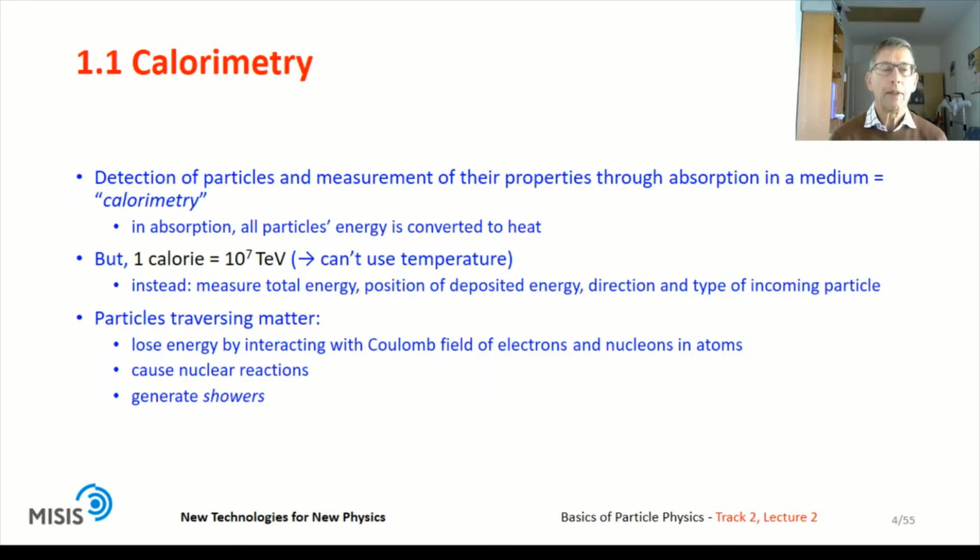Now, the particles that traverse matter can lose energy if they're charged, if they have an electric charge, by interacting with the electric field of the electrons and the nucleons in atoms. Or if they're very energetic, or if they have higher mass, like hadrons, they can cause nuclear reactions, which can cause the breakup of the nuclei. And in both cases, they generate showers, electromagnetic and hadronic or nuclear.